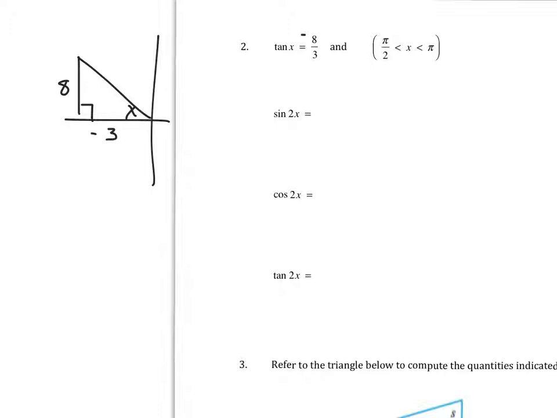Okay? All right, so the very first thing that you would have to do is just figure out what your hypotenuse is. 8 squared plus 3 squared. 8 squared is 64, 3 squared is 9, 64 plus 9 is 73. 73 is prime, so therefore we have the square root of 73. Okay? And then remember, the whole purpose of that is so that you could figure out what sine of x is and what cosine of x is.